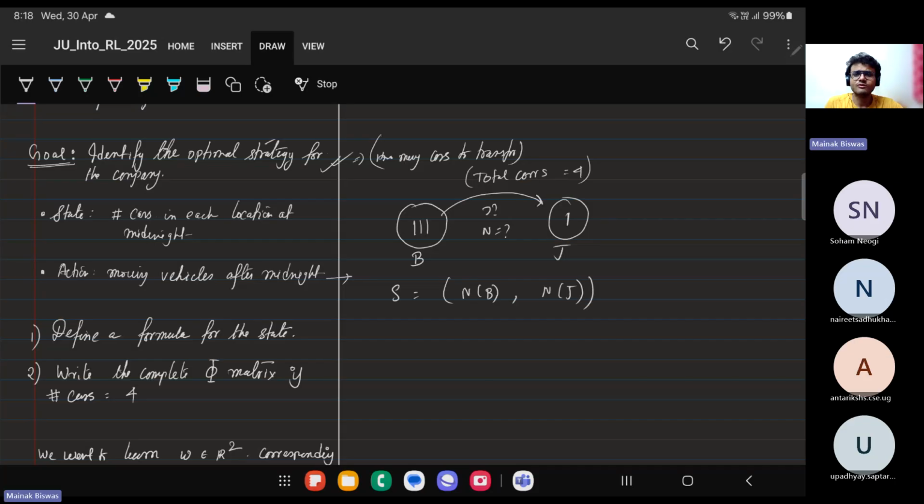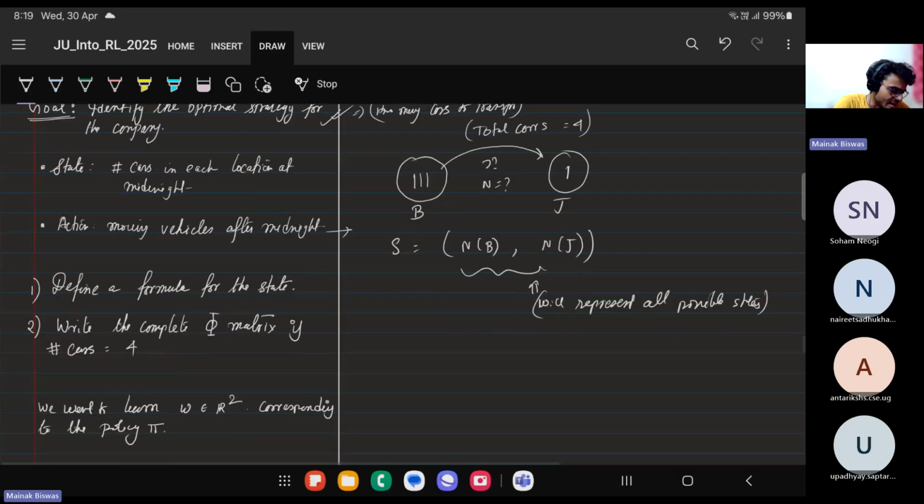Okay. So when we have these two together, do you agree they will represent all possible states? Yes or no? They will represent each of the possible states. Fine. Any questions?